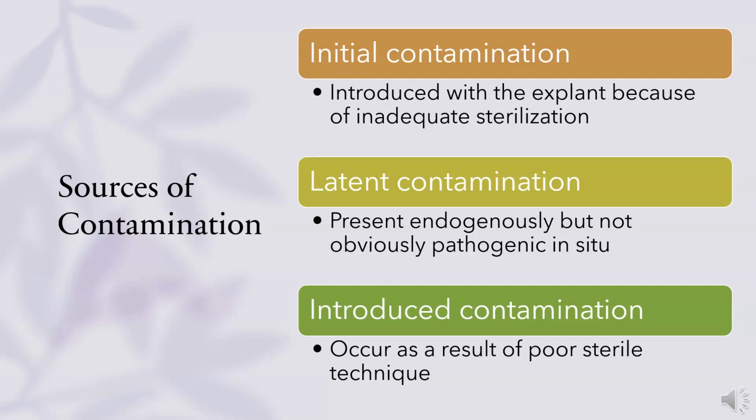Latent contamination, typically caused by bacteria, may only be observed long after cultures are established. Bacteria may be present endogenously, in the initial plant material, but are not obviously pathogenic in situ. Once in vitro, however, they can increase in number, and overrun the cultures. Latent contamination is particularly dangerous, because it can easily spread among cultures.